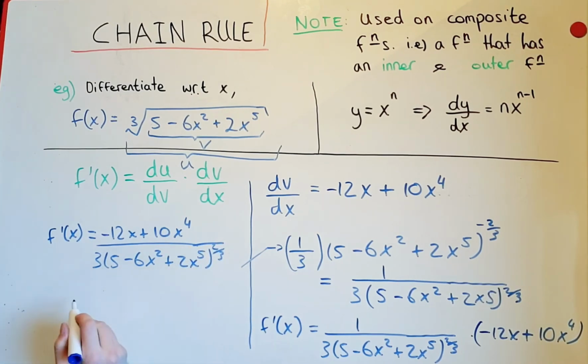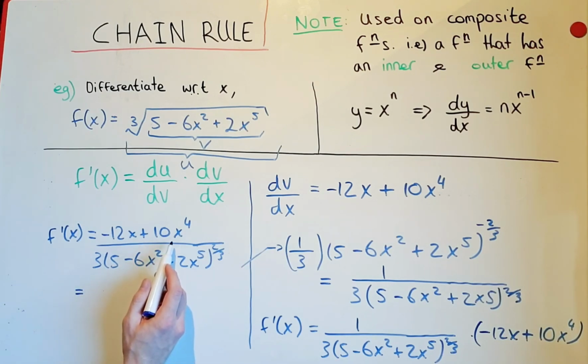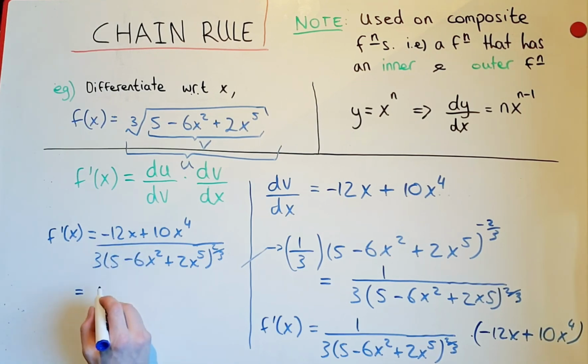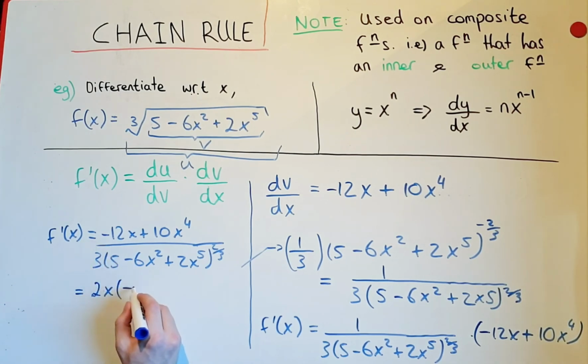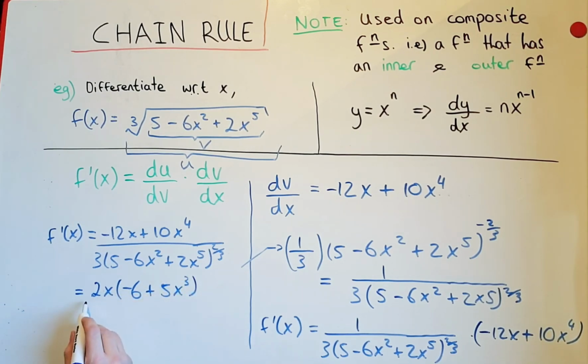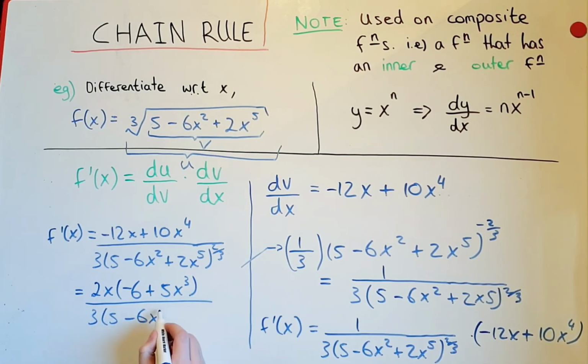This would be sufficient as a final answer, but if you wanted, you could see that there's a common value in here. There's a 2x, which is a common value. So we can take that out. So we can take 2x out, and then that's going to leave us with a minus 6. That's going to leave us with a plus 5x to the 3, all divided by 5 minus 6x squared plus 2x to the 5 to the power of 2 over 3. So that is a final answer.